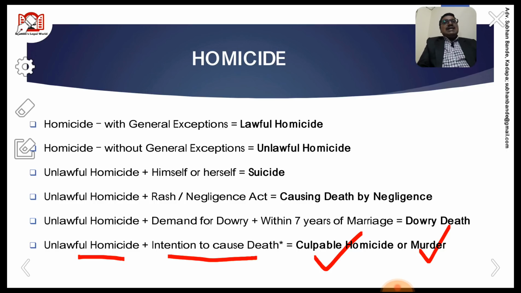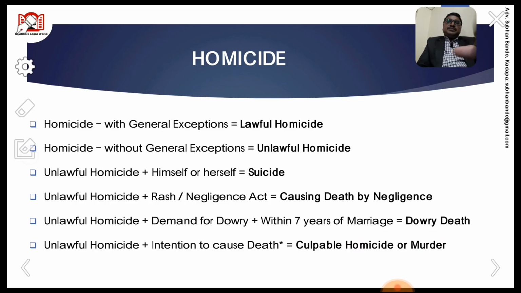We need to understand the three kinds of culpable homicides, namely mere culpable homicide, culpable homicide amounting to murder, and culpable homicide not amounting to murder. Murder, or culpable homicide amounting to murder, is the first degree of culpable homicide. Culpable homicide not amounting to murder is the second degree of culpable homicide. The mere culpable homicide is the third degree of culpable homicide. Let us see the difference.